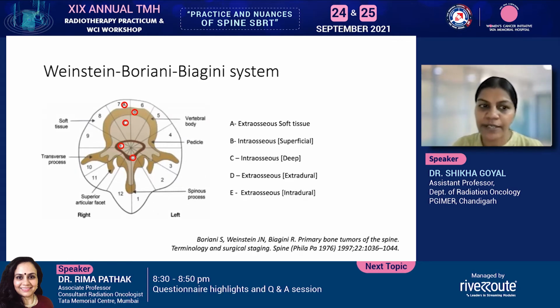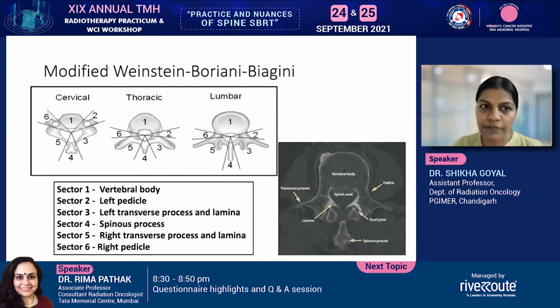We have modified this for radiosurgery, and we call it the modified Weinstein-Buriani-Biagini system, where we have divided the vertebral body either in the cervical, thoracic, or lumbar region into 6 sectors. We start anteriorly from the body of the vertebra as sector 1, and then we go clockwise. Sector 2 is the left pedicle. Sector 3 is left transverse process and lamina. The spinous process is sector 4.